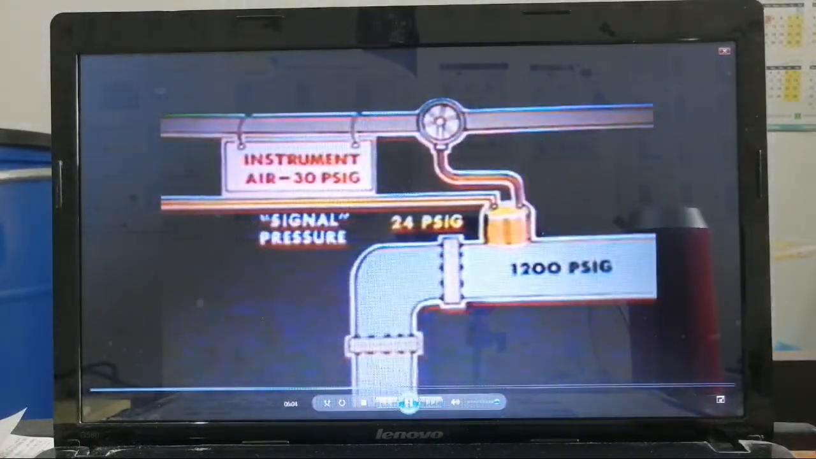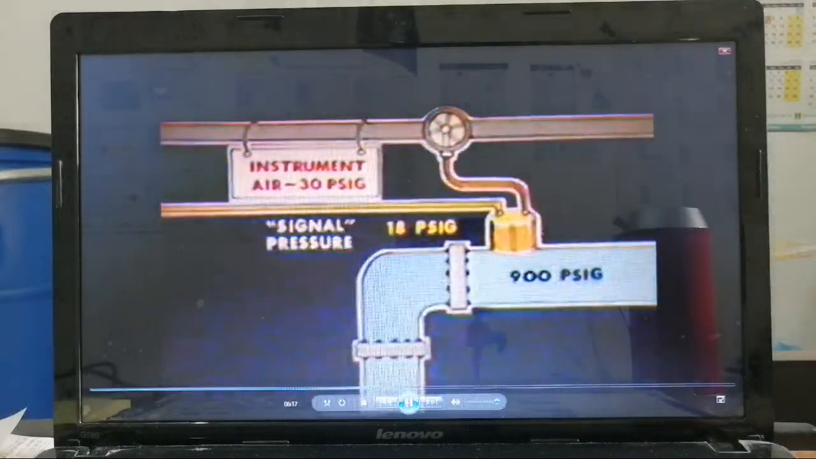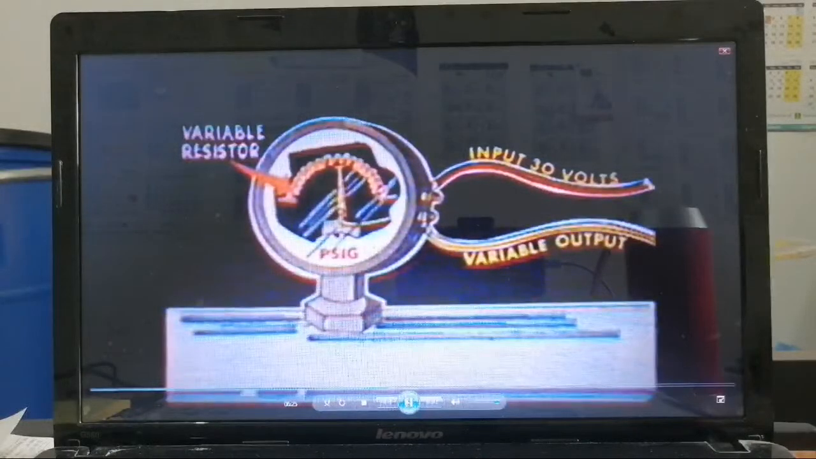Instrument air, usually at 30 psig, is provided throughout the plant. The transducer on this pressure steam line reacts in such a way that it keeps 24 psig in the instrument line. As pressure falls, the low pressure or signal reduces in proportion. If the main pressure goes up, the signal will also go up. Electric transmitters are often some type of variable resistor controlled by the pressure of the gauge. As the pressure changes, so does the voltage passing through the resistance.